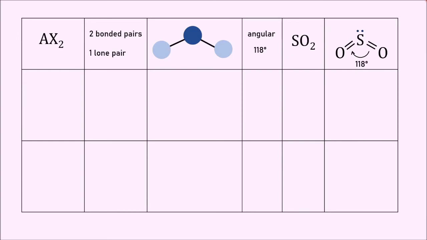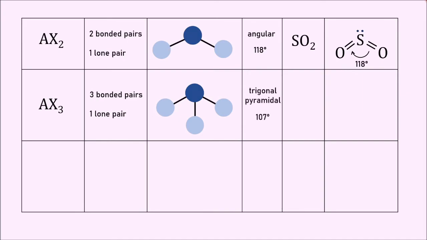Now let's have a look at AX3, where we have three bonded pairs and one lone pair. And I used this example in the previous video with ammonia. This is what it looked like, remember? And this type of geometry is called trigonal pyramidal. The bond angle will be 107 degrees. And yes, as you know, we used ammonia as an example. Same idea with drawing the geometry.